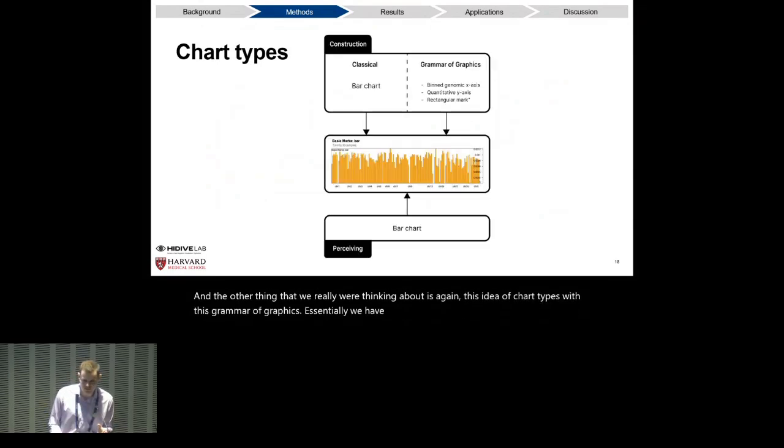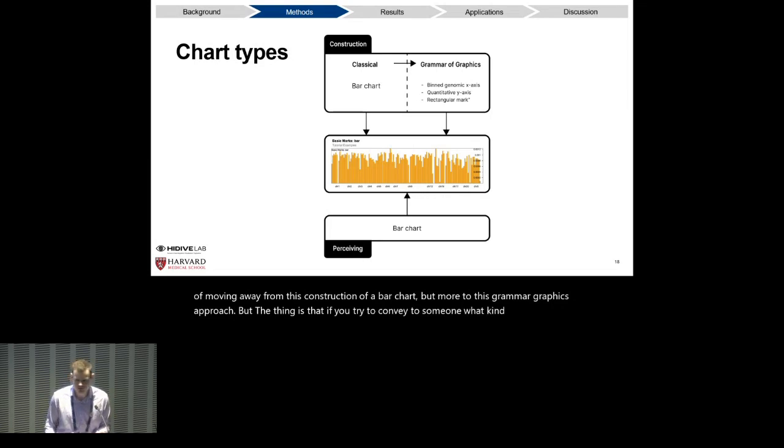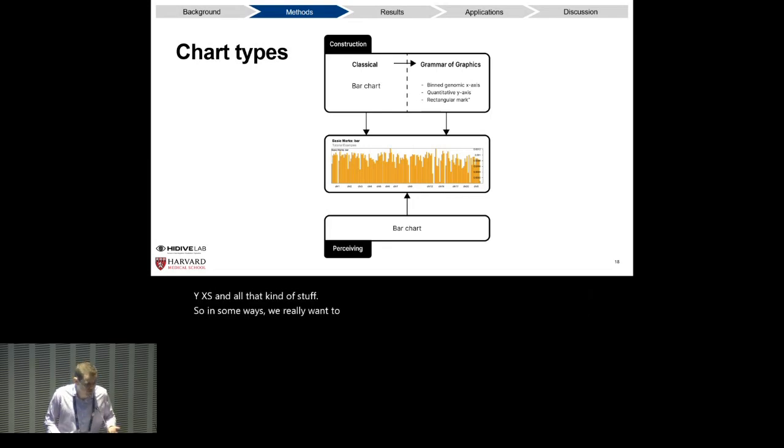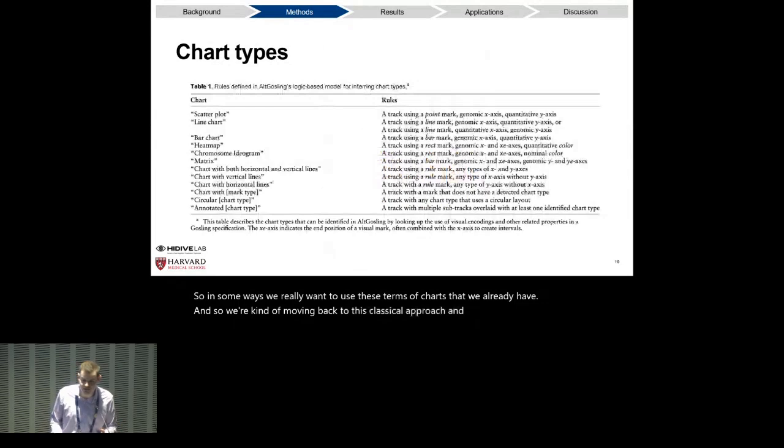One other thing we were thinking about is, again, this idea of chart types with the grammar of graphics. Essentially, we're moving away from the construction of a bar chart toward a grammar of graphics approach. But if you try to convey to someone what kind of visualization we have, we really like using these terms that we already have, because it's a lot faster to tell someone, "I have a bar chart," than, "I have a binned genomic X axis and a quantitative Y axis," and all that. So in some ways, we want to use these existing chart terms, and we're moving back to this classical approach, so we try to identify different chart types.